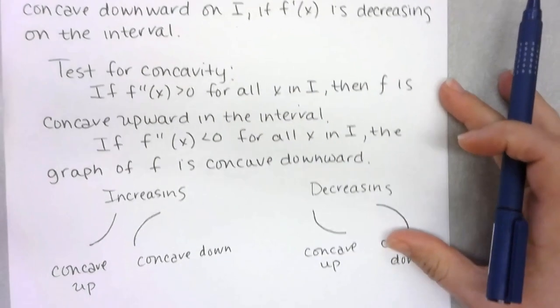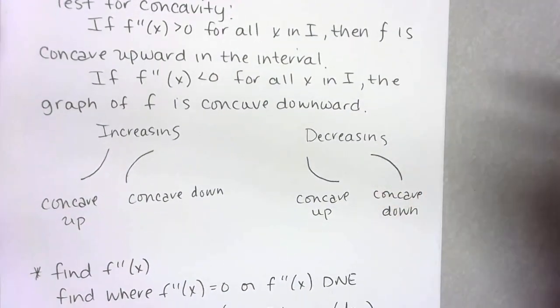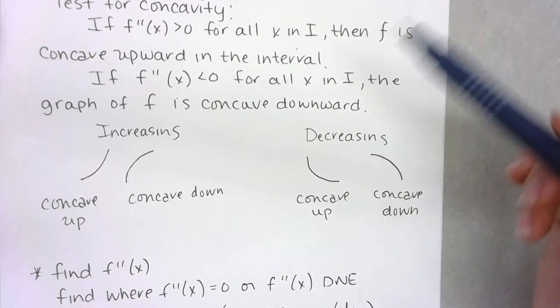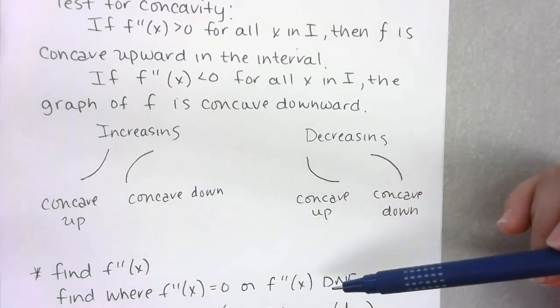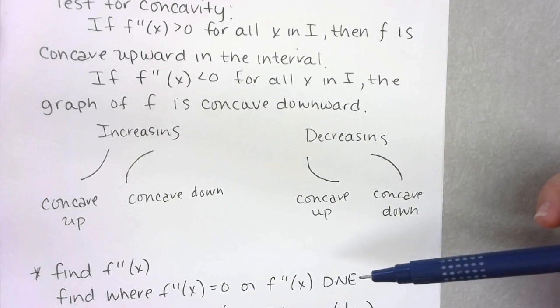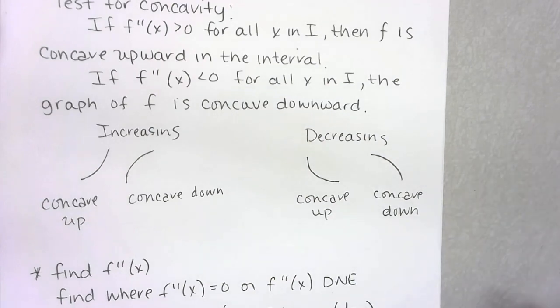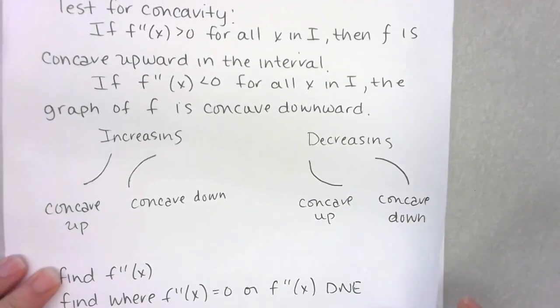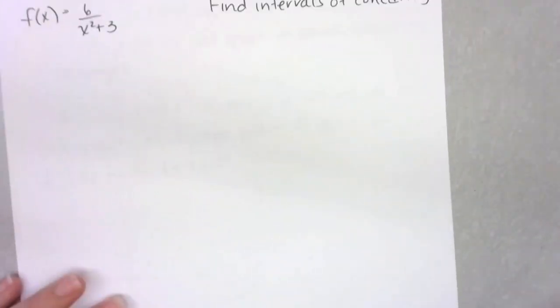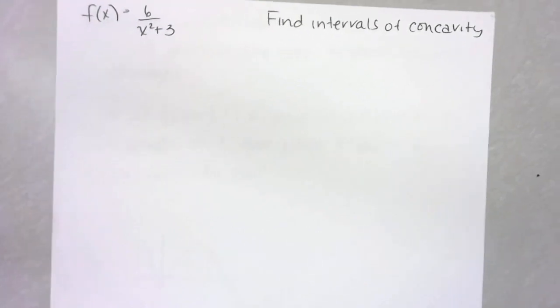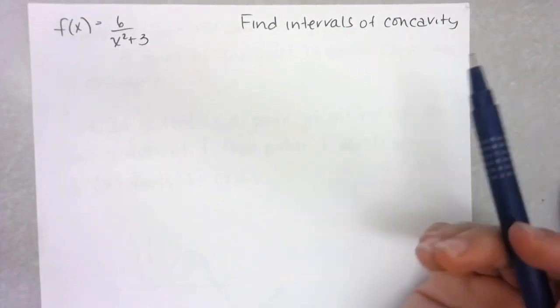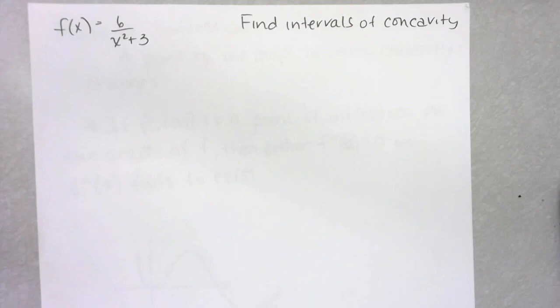So the process is exactly the same as we did the first derivative test for increasing and decreasing. It's just that we're going to use f double prime this time. So we find where f double prime is 0 or where f double prime doesn't exist, and then we test in between, just like before, only using the second derivative test. All right, so we're going to find intervals of concavity. First of all, I have to remember that what tells me about my concavity is my second derivative. So that's the first thing I need to find.